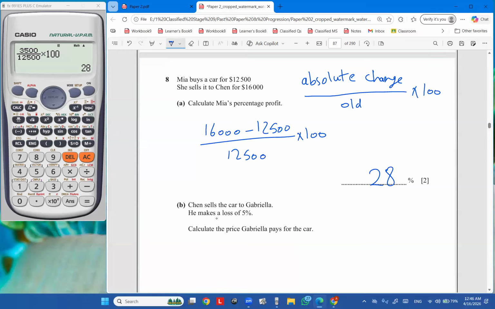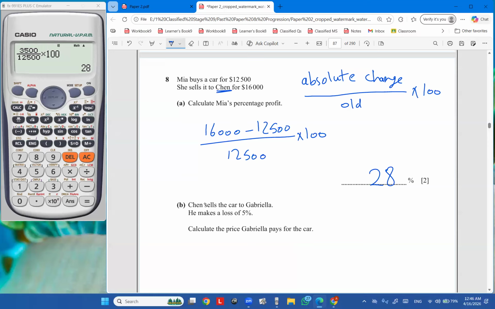Chen sells the car to Gabriella. He makes a loss of 500. So Chen bought it for how much? Look at this. Mia buys the car. She sells it to Chen for 16,000.